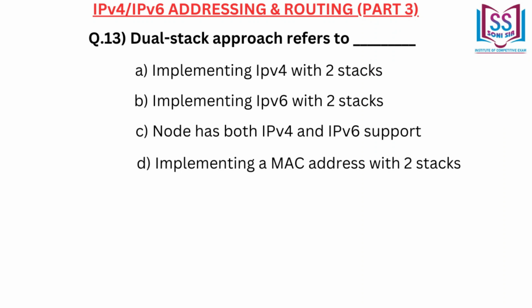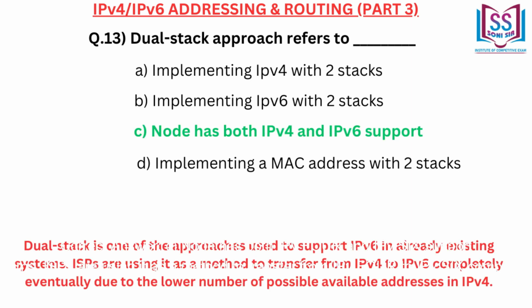A. Implementing IPv4 with two stacks. B. Implementing IPv6 with two stacks. C. Node has both IPv4 and IPv6 support. D. Implementing a MAC address with two stacks. Correct answer C. Node has both IPv4 and IPv6 support. Dual stack is one of the approaches used to support IPv6 in already existing systems. ISPs are using it as a method to transfer from IPv4 to IPv6 completely eventually due to the lower number of possible available addresses in IPv4.